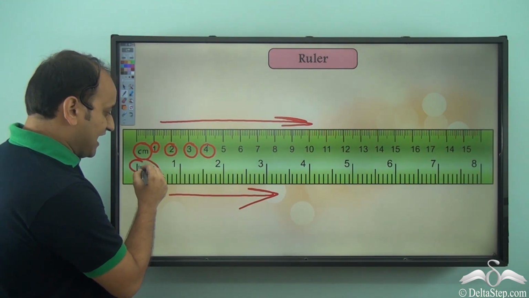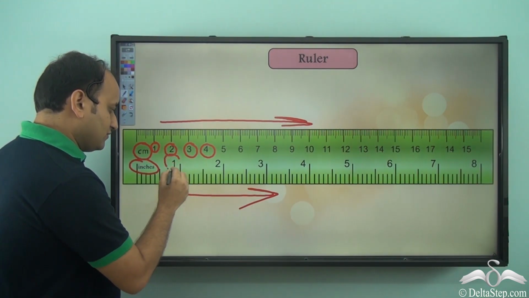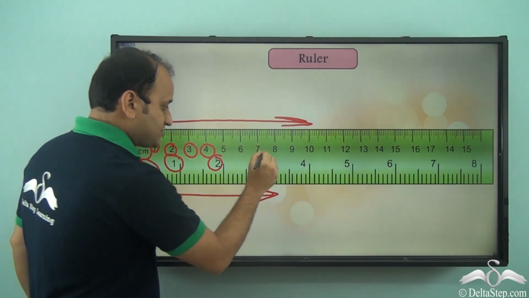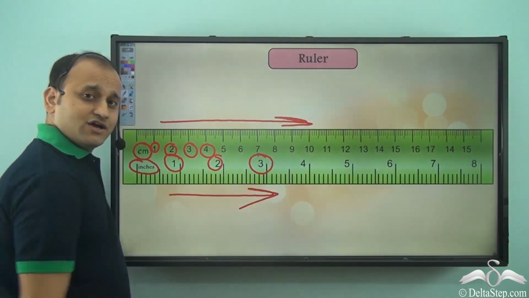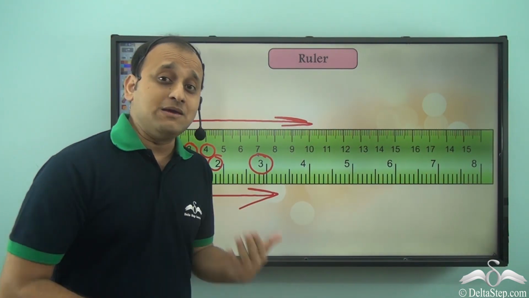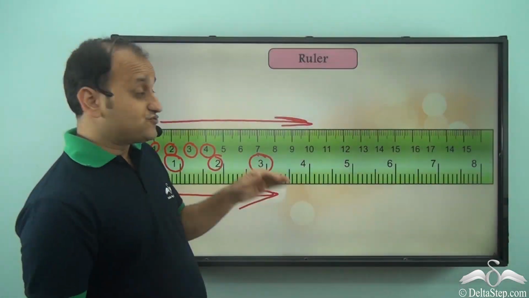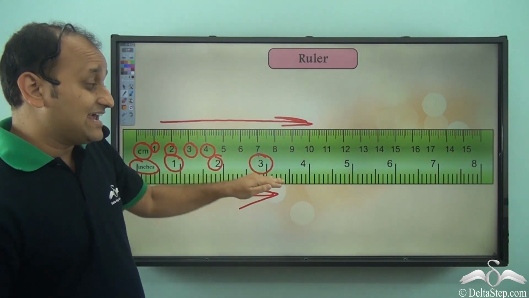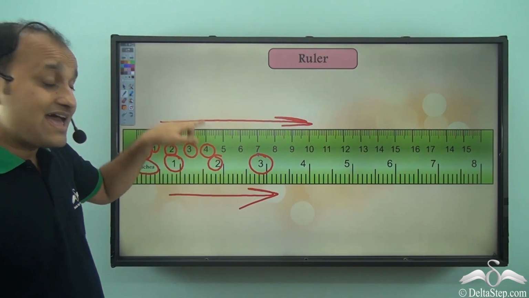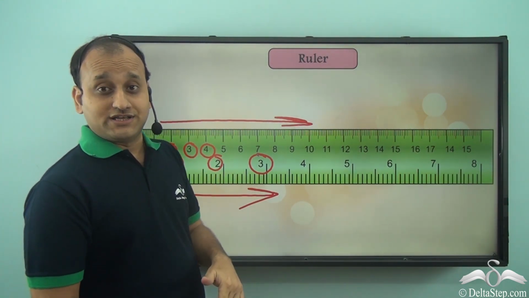Similarly, on this side we have inches. So, this represents 1 inch, this 2 inches, 3 inches and so on. So, whenever you are measuring length of any particular object, you will have to observe which side of the ruler you are using, because both the sides have different units.